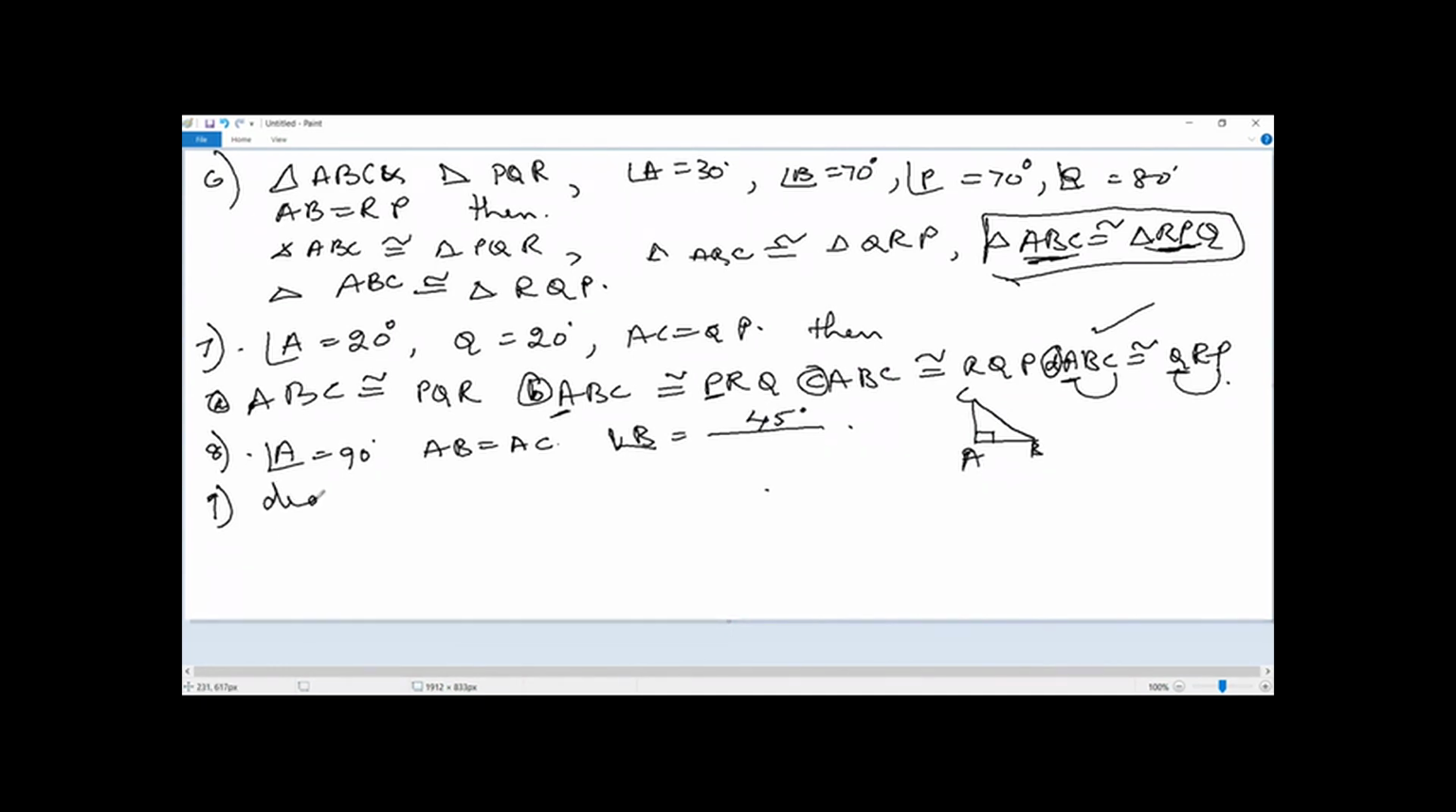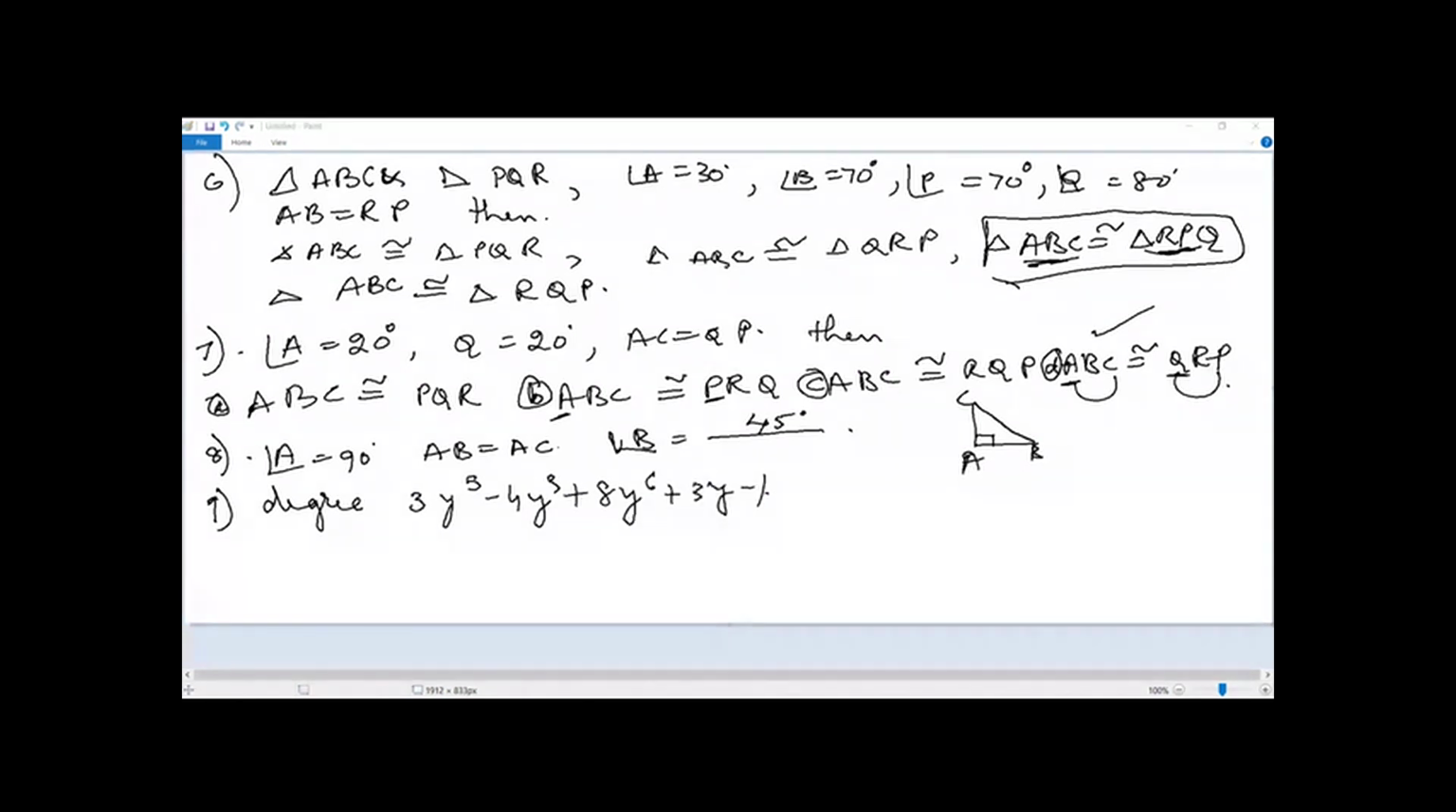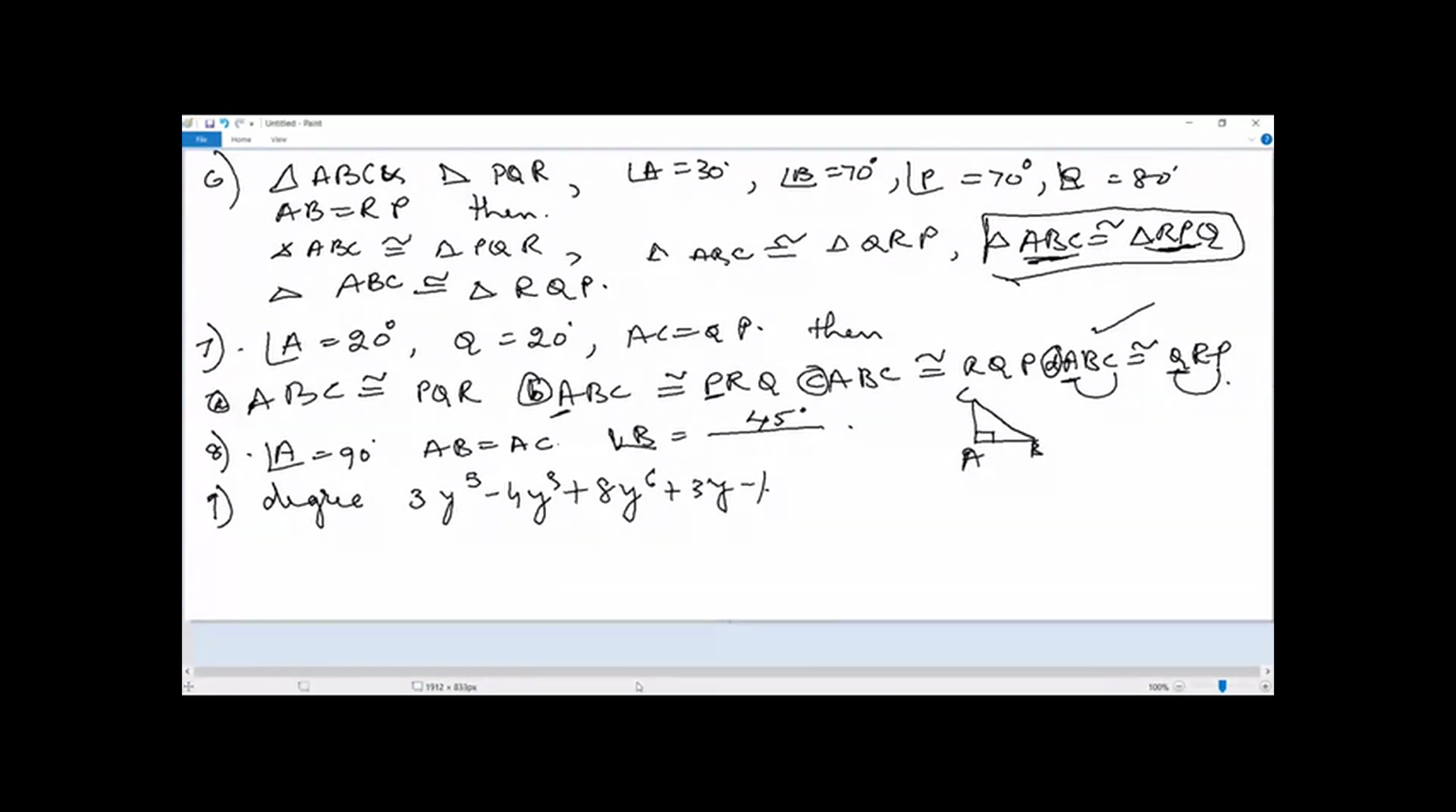Degree of polynomial 3y to the power 5 minus 4y cube plus 8y to the power 6 plus 3y minus 1. Now who has to answer? Pavitra finished. Pooja? Yes, ma'am. 6, ma'am. 6 is the correct answer. Next question.